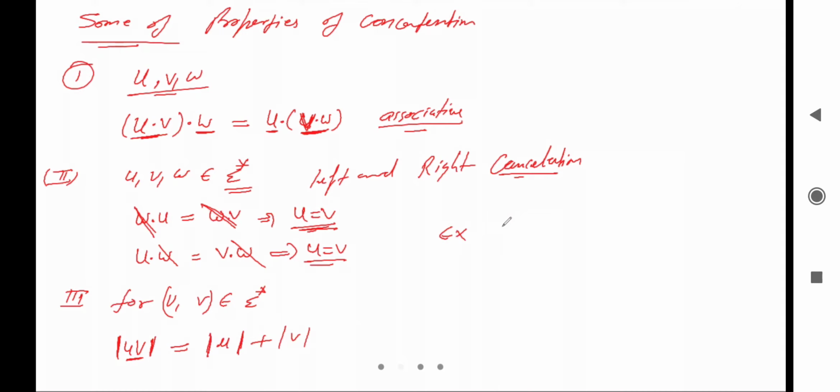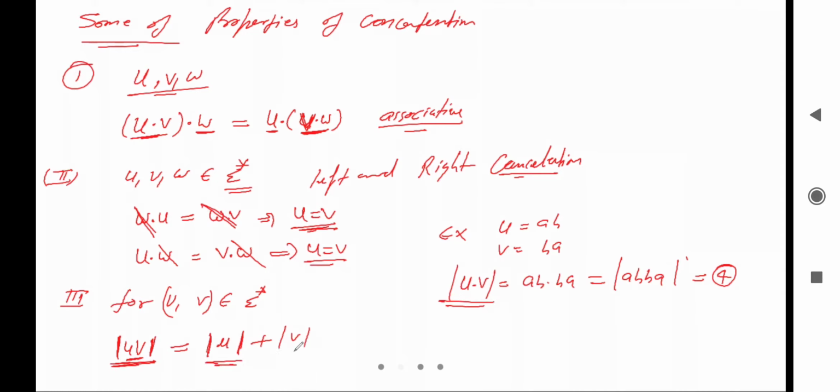If we say u equals ab and v equals ba, then u concatenation v is ab concatenation ba, which is equal to abba. If we take the length of this, it is equal to 4. So we have seen the left hand side. Now we'll check length of u plus length of v.